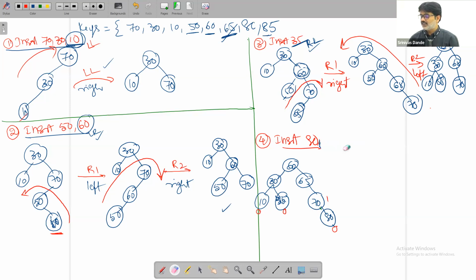Calculate. This is really not required. 80 only is causing a problem. What is the balance factor of 65? 65, guys. 0 minus 2 means 2. And the balance factor of 60 is 1. This is 1, 1, 0. So you have 65 unbalanced. The 65 node becomes factor 2, which is unbalanced, which is causing the problem. 80 is causing the problem.